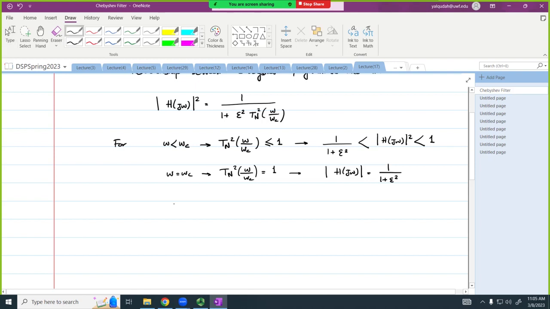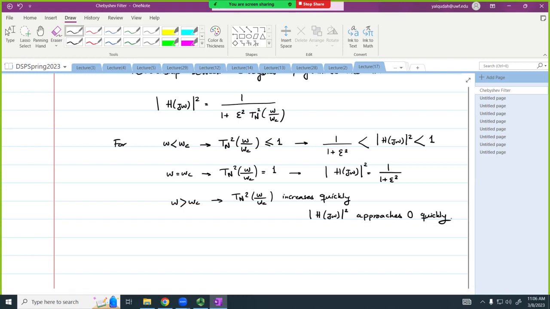And when omega is greater than omega c, the function Tn squared of omega over omega c is going to increase quickly. Therefore, the magnitude of H of j omega squared is going to approach 0 quickly. Is that clear? Makes sense? So just from the properties of the graphs that we generated for Tn, we can make all these observations.